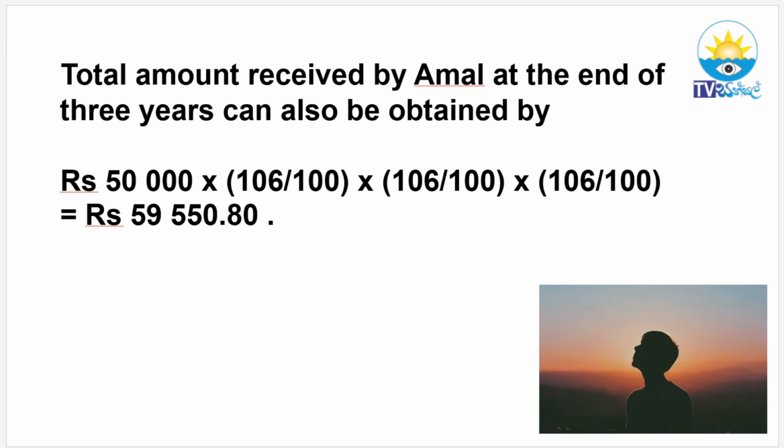The total amount received by Amal at the end of 3 years can also be obtained by using the given method. Look at that. The principal is 50,000 rupees. The fraction we have formed to calculate the compound interest annually, 106 over 100, you can see we have multiplied repeatedly 3 times. The answer obtained, 59,550 rupees and 80 cents, is the same.